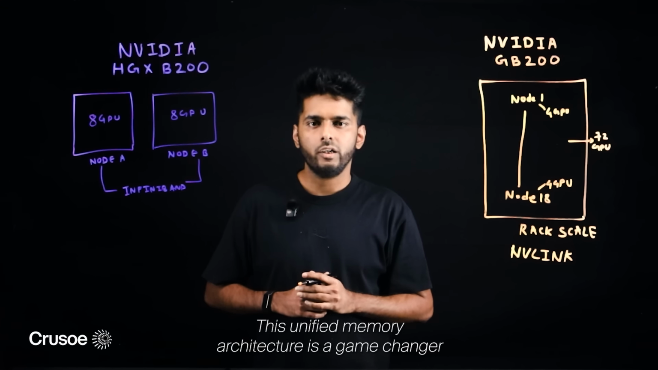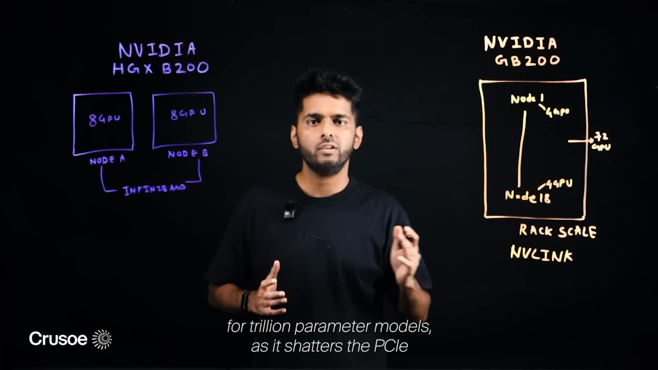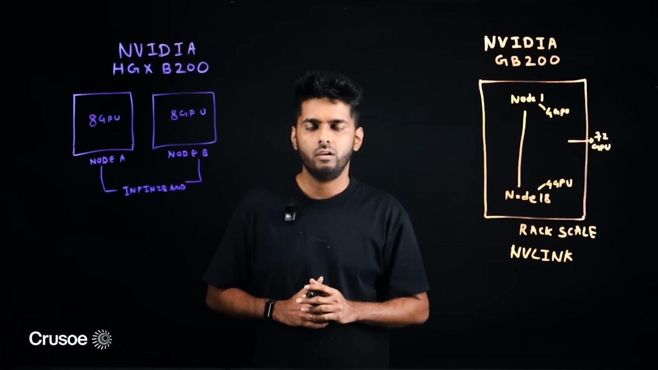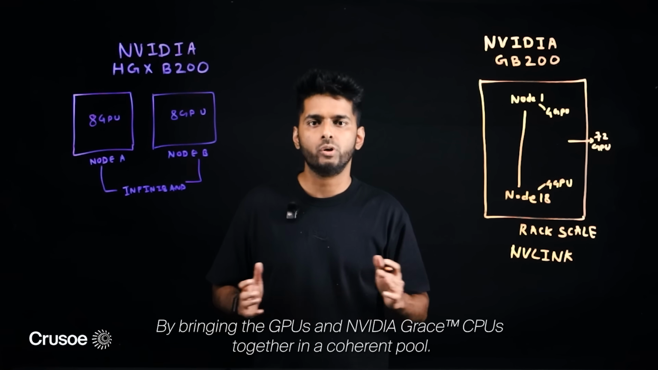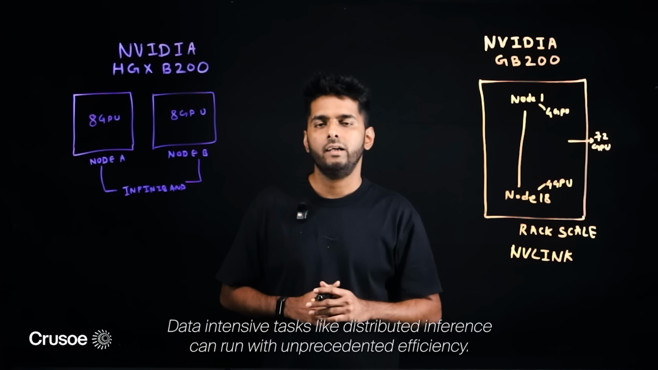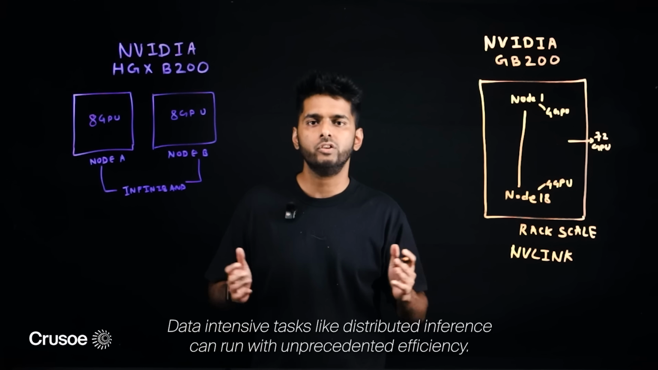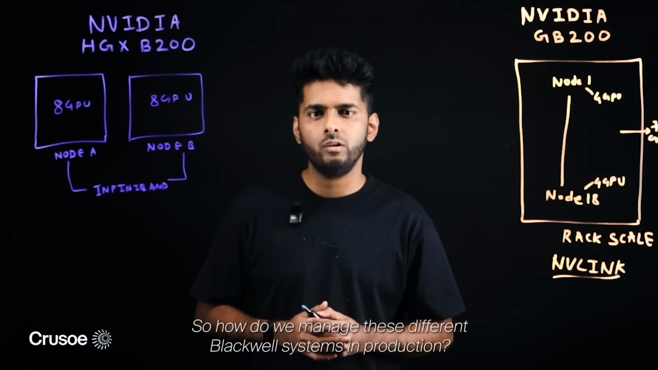This unified memory architecture is a game changer for trillion parameter models as it shatters the PCIe and networking bottlenecks often found in legacy architectures. By bringing the GPUs and NVIDIA Grace CPUs together in a coherent pool, data-intensive tasks like distributed inference can run with unprecedented efficiency. So, how do we manage these different Blackwell systems in production?